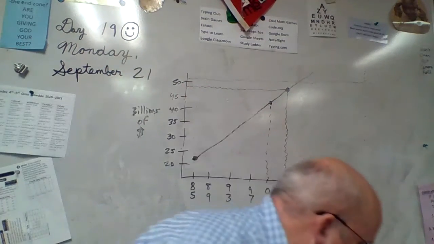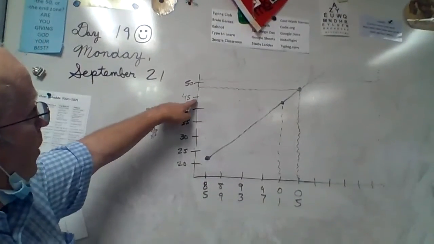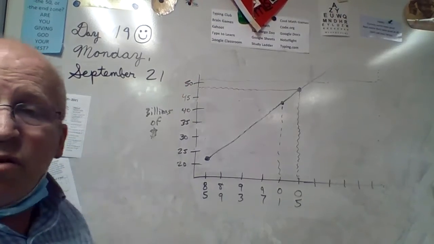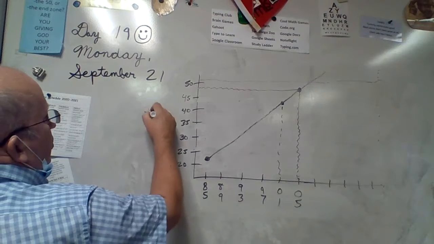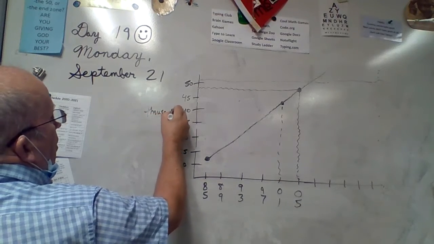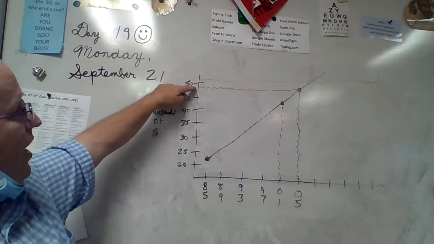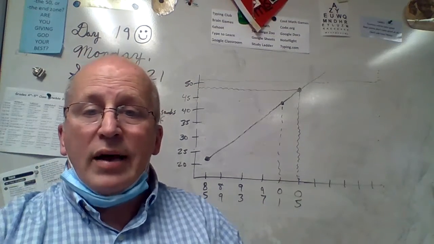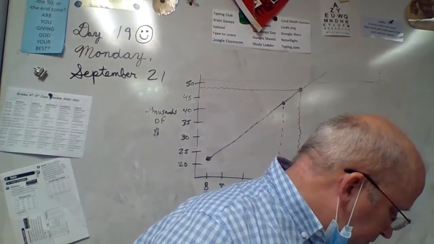Because that's what the problem's talking about, right? Salary in 2005. I'd say it's bigger than 45, but slightly less than 50,000. Remember, it's not billions of dollars anymore. It's thousands of dollars this time. So I'd say it was about $48,000 or $49,000. Let's go on to the next one, number 7.